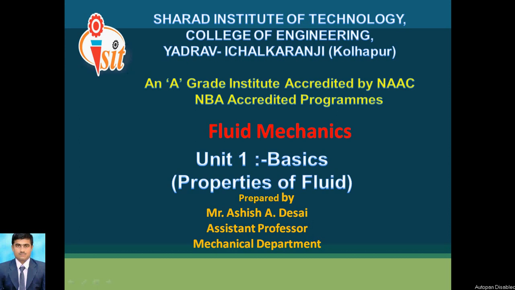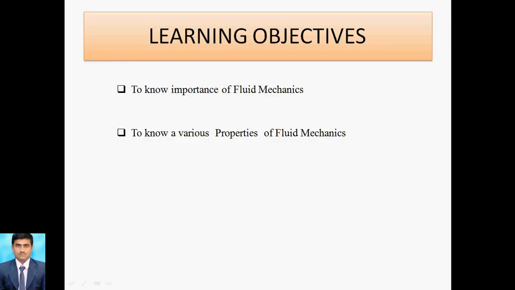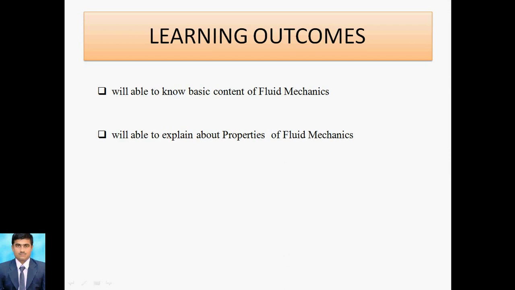First of all we look at the learning objectives for this session. The first learning objective is to know the importance of fluid mechanics. The second learning objective is to know various properties of fluid. Now we'll discuss the learning outcomes. After this session, the first learning outcome is that the student will be able to know the basic content of fluid mechanics. The second learning outcome is that the student will be able to explain the properties of fluid.